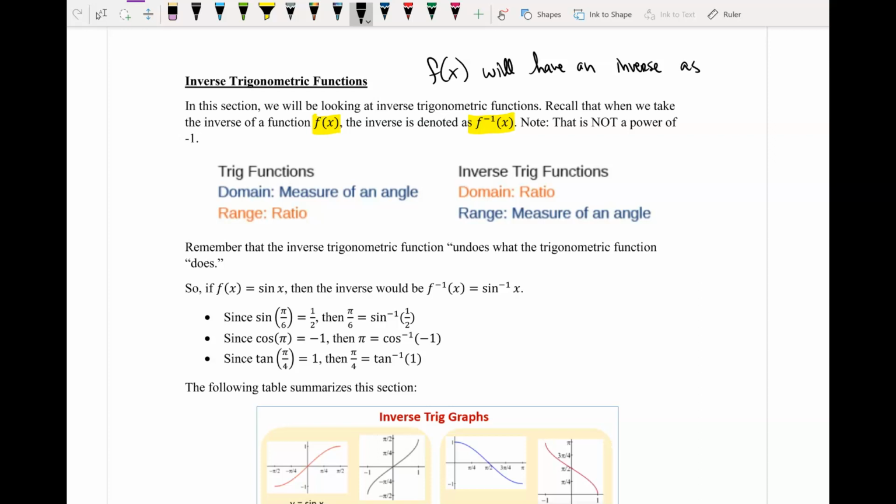Remember that a function f of x will have an inverse as long as f of x is 1 to 1. And in order for it to do that, it needs to pass the horizontal line test.